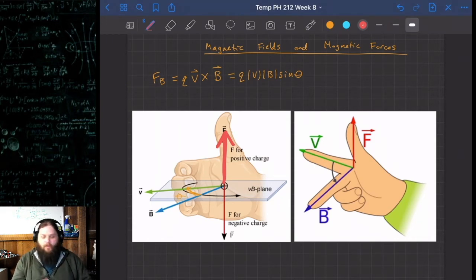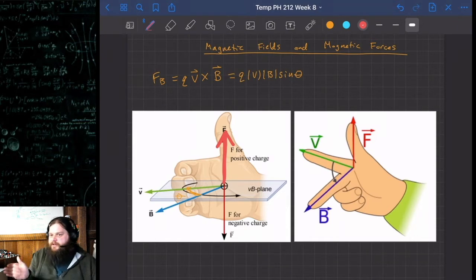The right-hand rule for a charged particle with a velocity, I usually have my fingers point towards the direction of the velocity, and then I would curl my fingers in the direction of the magnetic field. And when I do that, my thumb would point upwards, in this case, to the direction of the force on a positive charge. If it's a negative charge, the force is going in the other direction. So we do the right-hand rule the same way with a negative charge. We just flip our thumb at the end. And we can do that backwards. So if we know the direction of the force, we can then turn our hand so we have the direction of the velocity, and then we can determine the direction of the magnetic field.